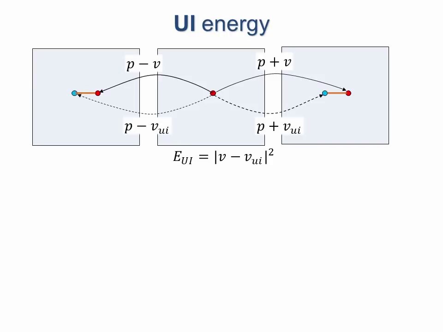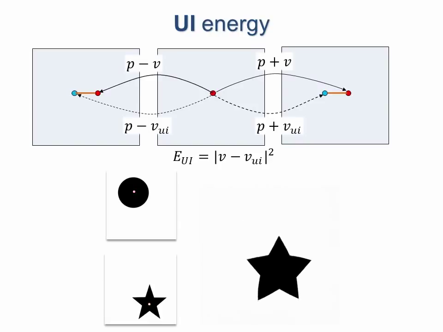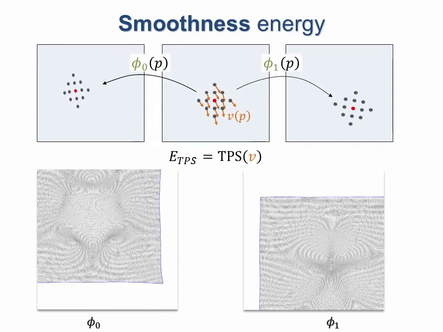The UI energy term ensures that user-specified correspondence points are matched. In this example, the center of the circle is mapped to the center of the star, as specified by the red correspondence point. Away from any constraints, the smoothness energy term ensures that the resulting vector field favors affine functions in the mappings to both left and right images.